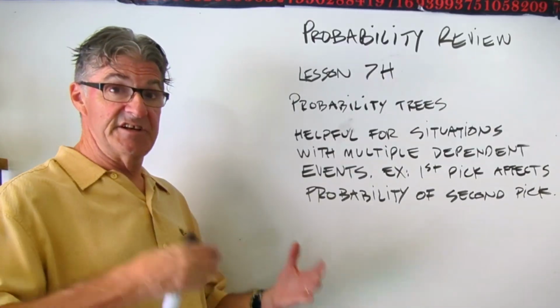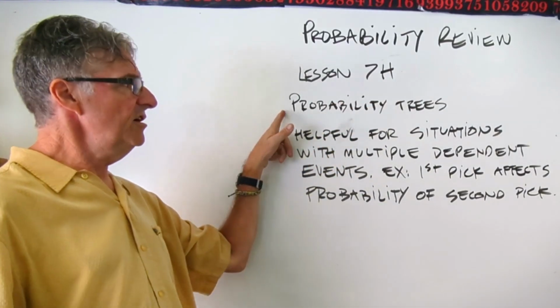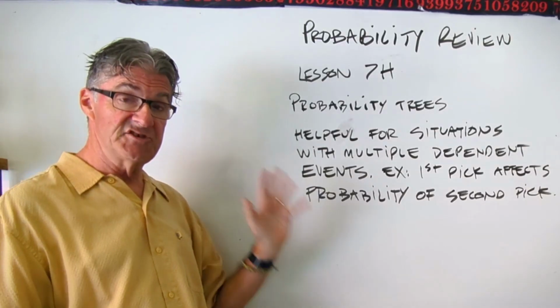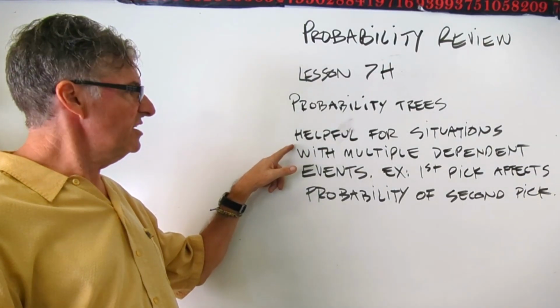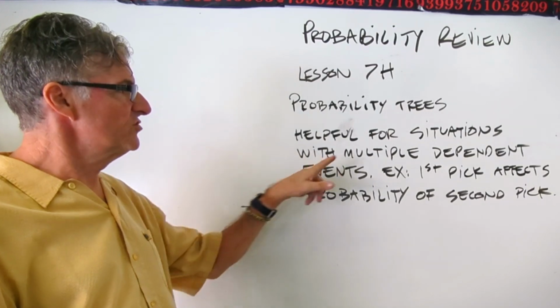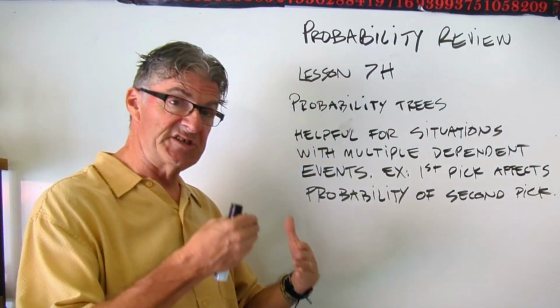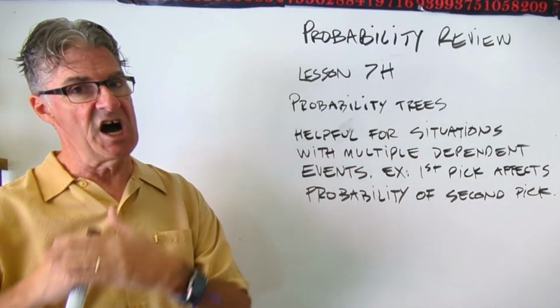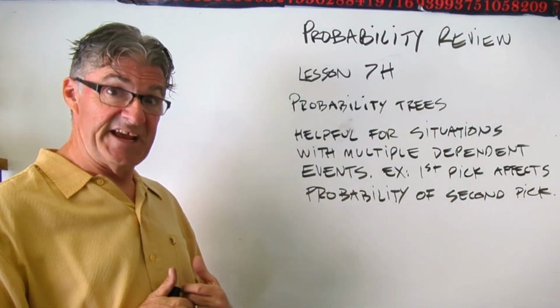The last lesson in our first section on probability was 7H, and here we use probability trees to analyze complicated situations. To be specific, these are helpful for situations with multiple dependent events. So for example, the first pick affects the odds of the next pick. So let's do an example.